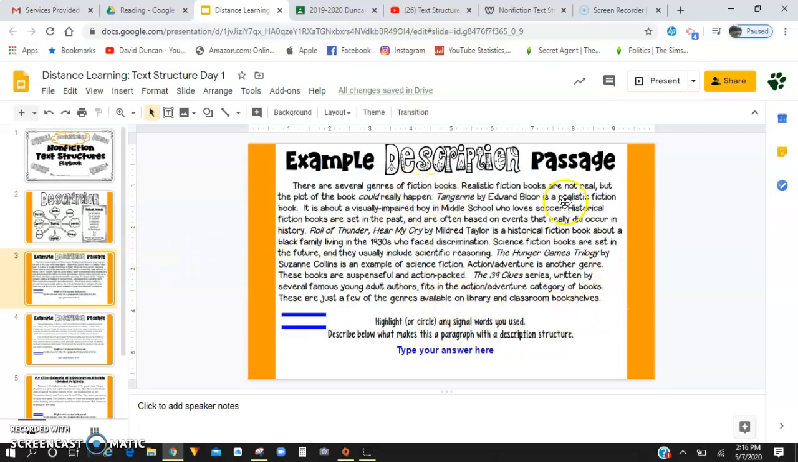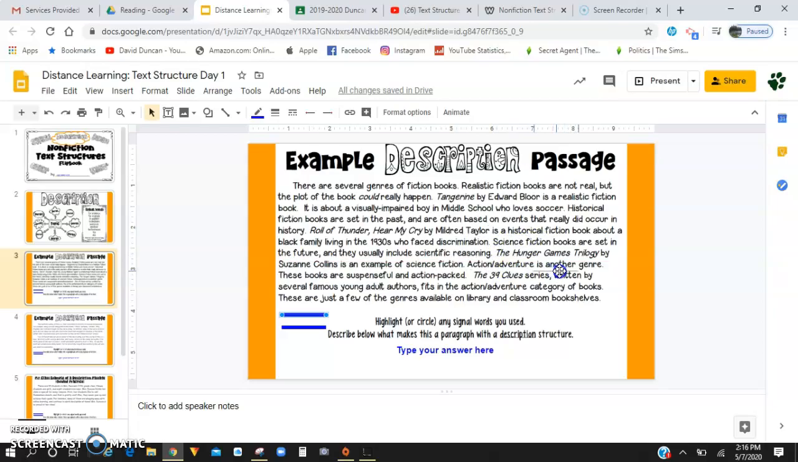So that tells me the author is explaining this information to me in a description passage or description structure, because the passage is about different genres of fiction books, and then it lists different genres of fiction books. So I'm going to use these little lines, and I'm going to underline a couple of signal words that I read in this passage. And one, for example, I read was, let's see here. I know I read it somewhere.